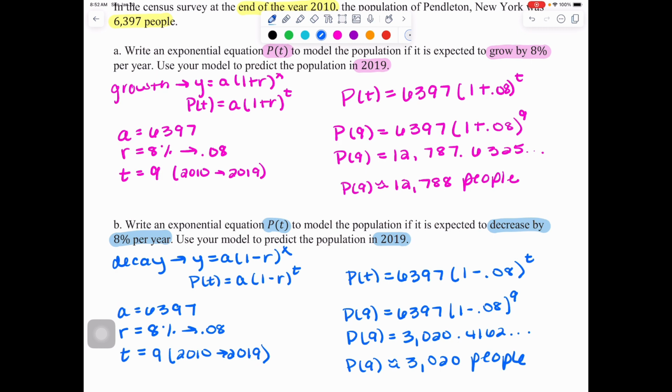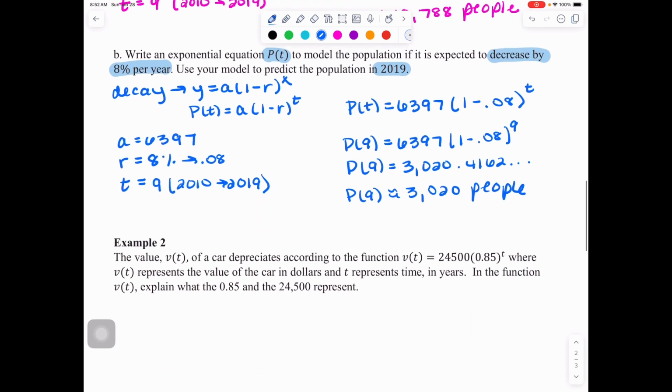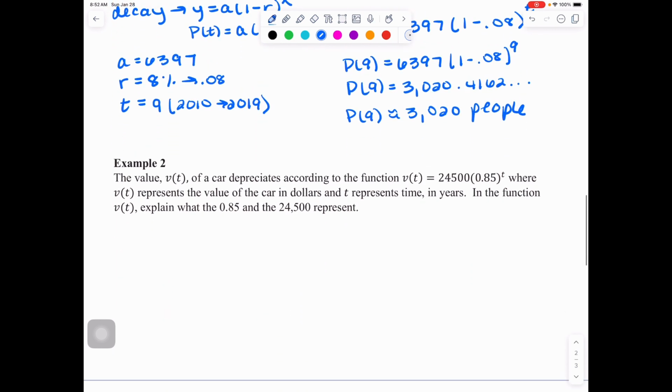For the last thing, we want to look at example 2. The value V of t of a car depreciates according to the function V of t equals 24,500 times 0.85 to the t, where V of t represents the value of the car in dollars and t represents time in years. So V of t is how much the car is worth, t is the time in years. In the function V of t, explain what the 0.85 and the 24,500 represent.